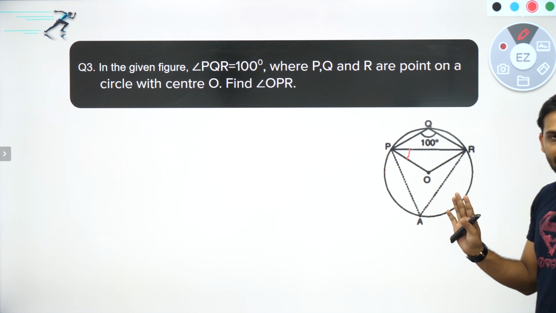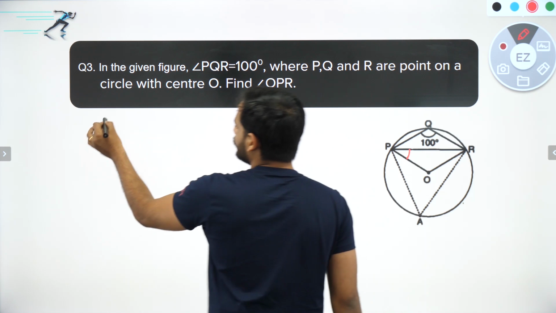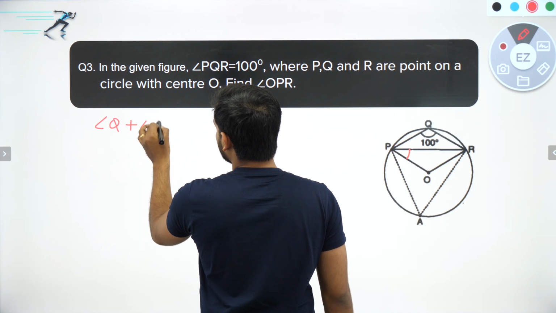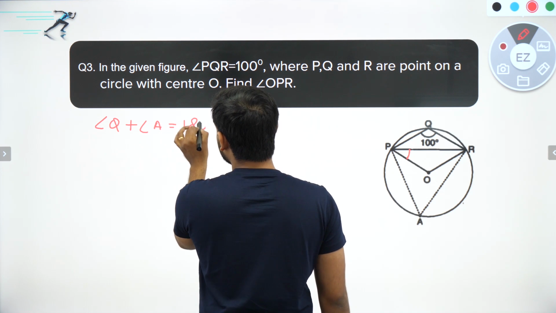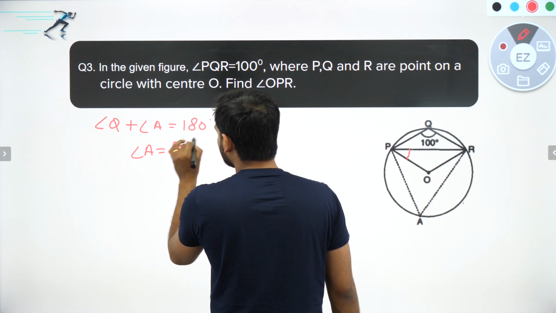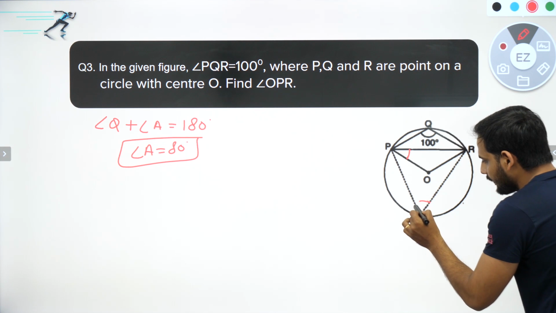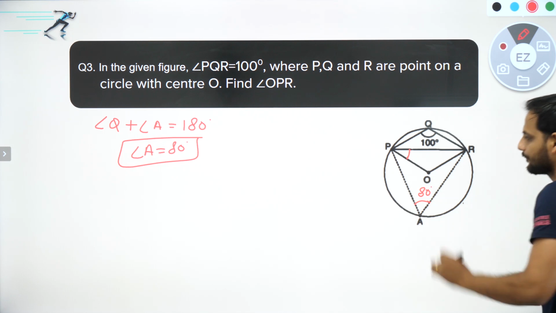If OPQRA is the cyclic quadrilateral, see, A is on this part, so I can say that angle Q plus angle A should be equal to 180 degrees. Angle Q is what? 100 degrees. So angle A will be equal to 80 degrees. Correct. Now step by step you have to think about the theorems. Angle A is 80 degrees.